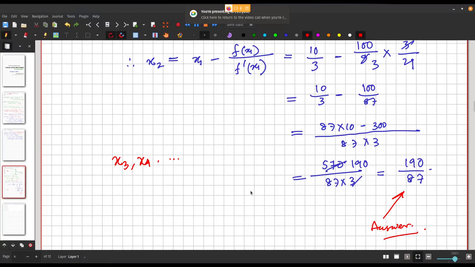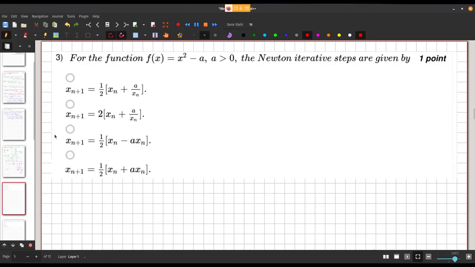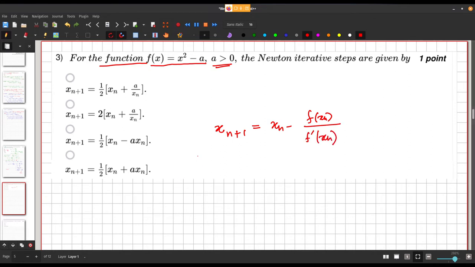Okay, so I think this is also done. So I'll move to the next problem, which is stating that for the function f(x) = x square minus a, where a is greater than 0, the Newton's iterative steps are given by... So we just did this in the previous problem. So the iterative steps are written as this. For this given function, we just have to choose which is the correct form.